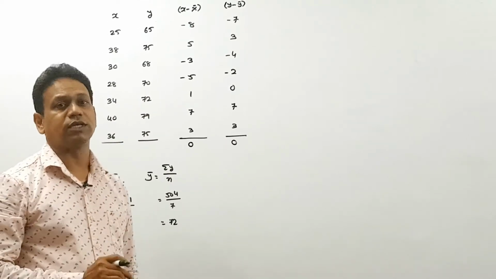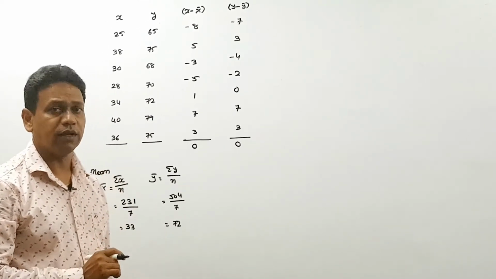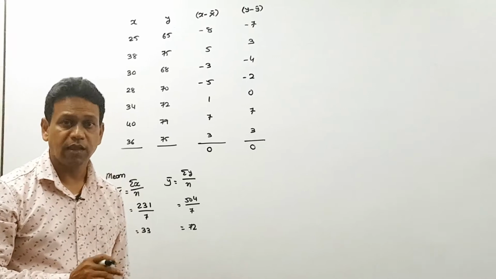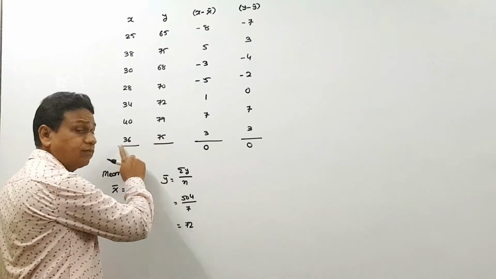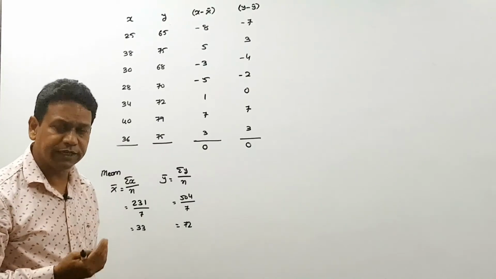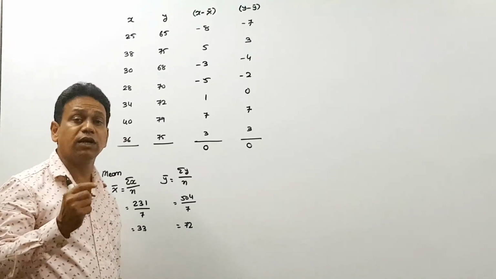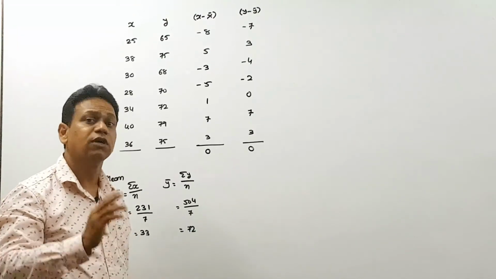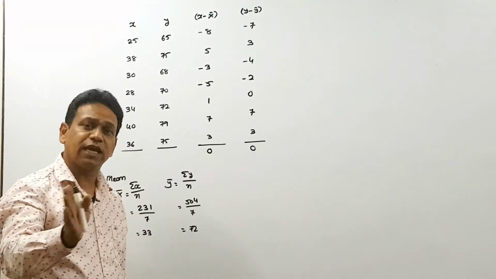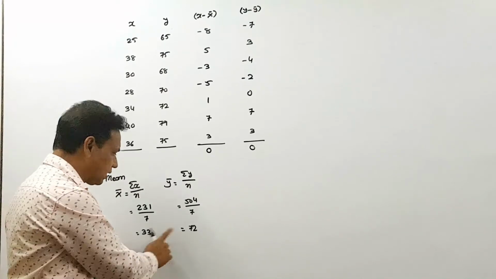So these two columns are to be made. But why do we do this? Because we are not comfortable with big numbers, so we are going to convert our big numbers into small numbers. So this is the first approach: subtract the mean from the variable.